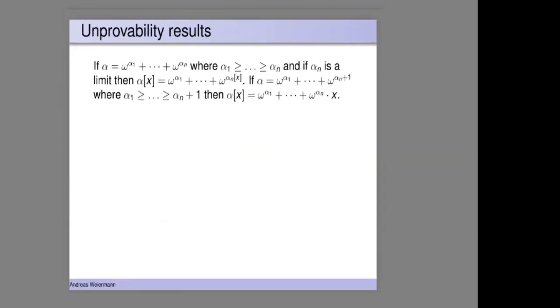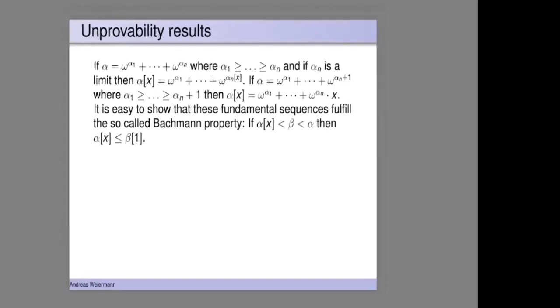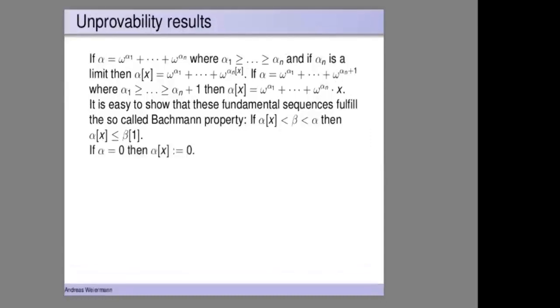And if alpha is a Cantor normal form ending with omega to the alpha n plus 1, then I use the standard fundamental sequence for omega to the alpha n plus 1, which is omega to the alpha n times x, and then I define the rest by continuity. These fundamental sequences have a certain technical property, which is called the Bachmann property, which is very useful if you deal with those fundamental sequences, but this is just for information.